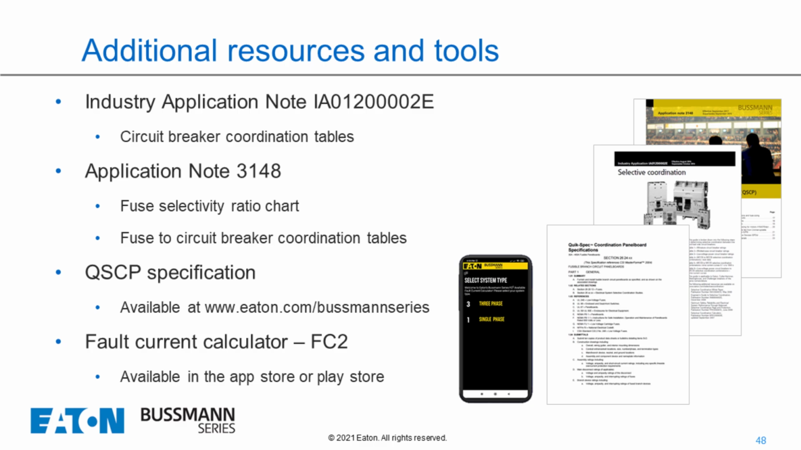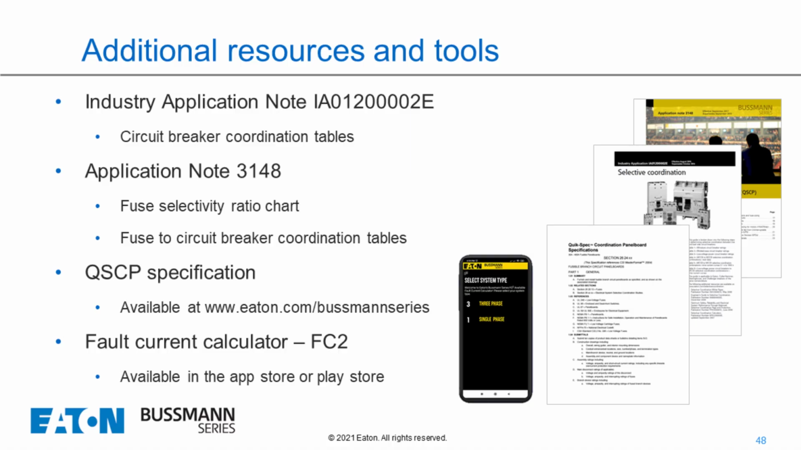And then finally, Bussmann has several resources. So you've got the industrial application for circuit breaker coordination charts. You can basically Google Eaton and type in IA012000002E, and there it gives you the breaker charts that you would possibly need for an Eaton breaker system. We also have the application notes 3148, which gives you the fuse selection ratio chart, as well as the circuit breaker fuse coordination tables that you may need.